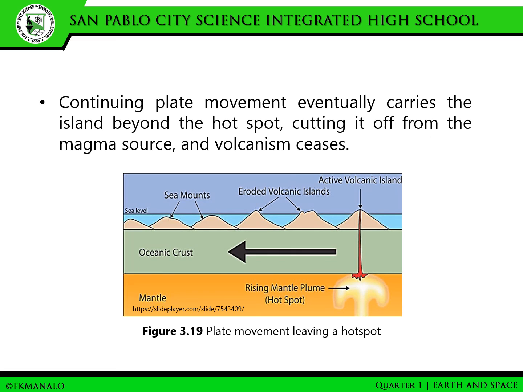As seen from the picture, the volcanic island that is directly on top of the hotspot is the most active one, while the volcanoes which are farther from the hotspot due to plate movement are less active, becoming eroded volcanic islands and later on seamounts.